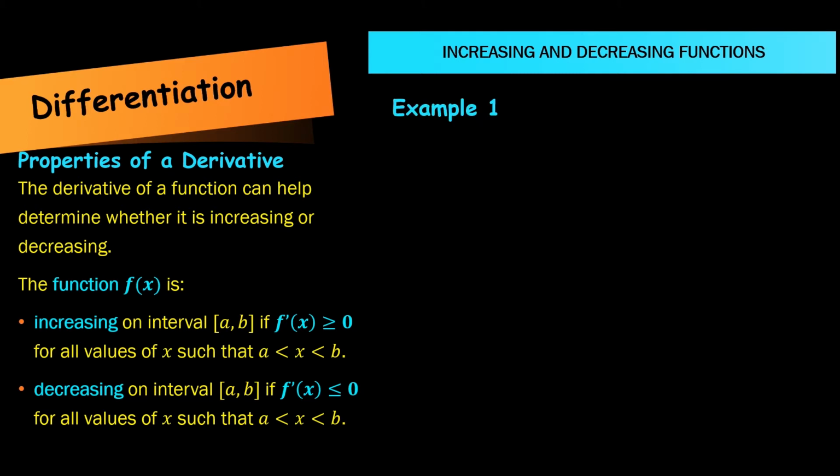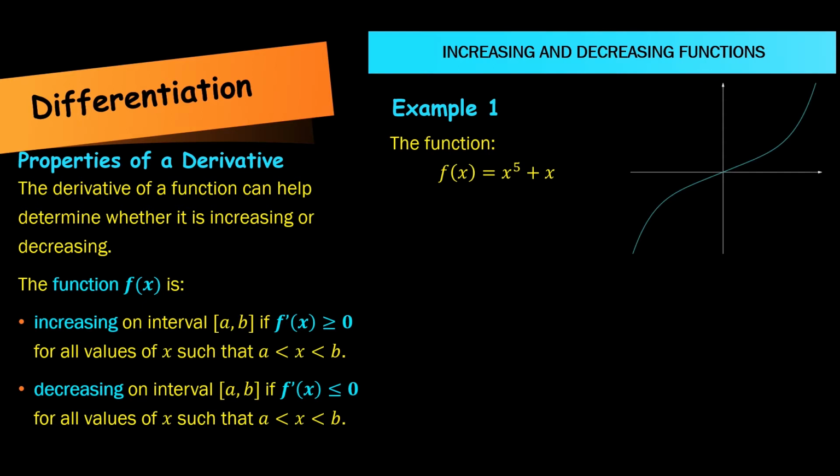Let's take a look at an example. The function f(x) = x^5 + x looks something like this. Notice that it is an increasing function, and it is increasing for all real values of x.